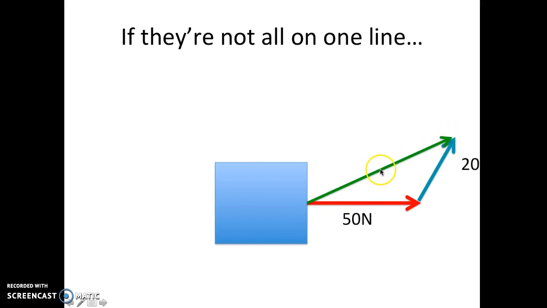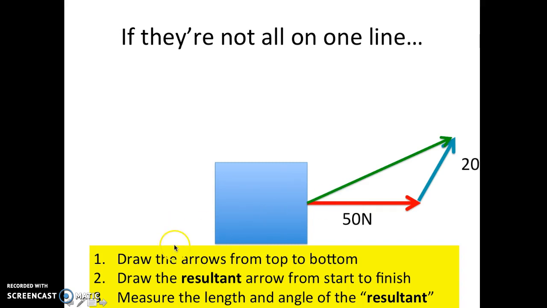If I measure the length of this arrow and this angle here, as long as I've done accurate scale diagrams, I will be able to work out the length of the resultant vector and the angle of the resultant vector. So in other words, draw the arrows from top to bottom, always top to bottom. Notice I haven't got arrowhead to arrowhead when I've drawn the vectors. Draw the resultant arrow from start to finish, and then measure the length of that resultant using a ruler. You can measure that angle using a protractor. Key point, rulers and protractors are going to be needed for exams.